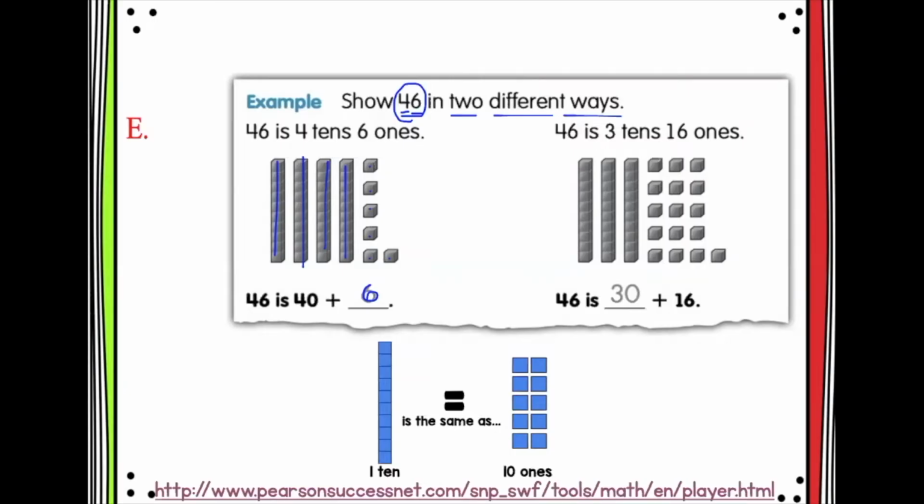Now that we've used that hammer tool to show how we can break apart one of the tens into 10 single ones cubes, we found that you can have 30, which comes from the 3 tens that were left over after hitting one of them with a hammer. 30 plus a whole group of 16. So we showed the same number, 46, in 2 different ways.